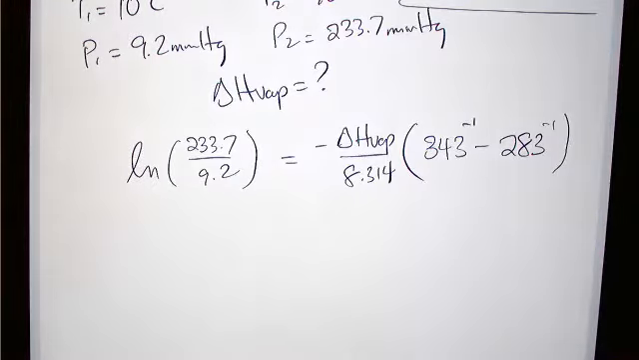Mr. Patnode, why is it like that? I know the 8.314 is the SI one that we're supposed to use, but why is it that even when the pressures are in millimeters of mercury, we can use that one?